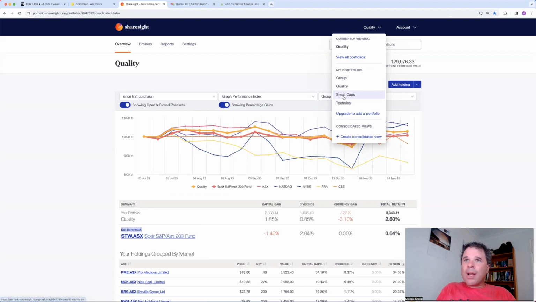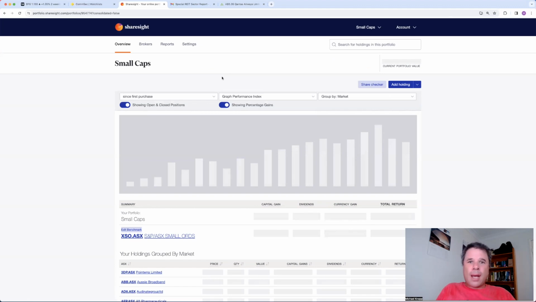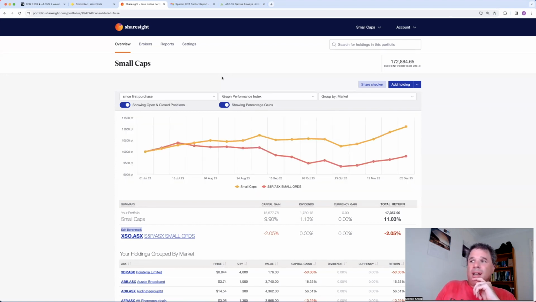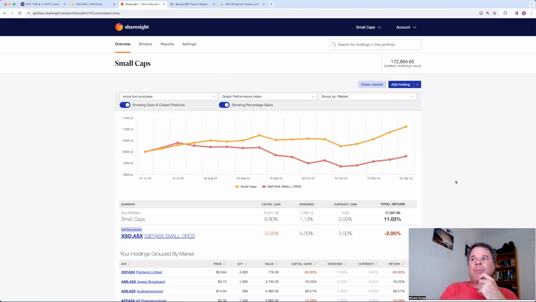And we'll have a look at the small caps. This is using a strategy of buying a lot of small cap companies, not hoping, because hoping is the wrong word to use, but understanding that probabilistically a few of these companies will hit it big. That's the whole reason I use this strategy. I know some of these companies won't make it, they won't perform, but some will hit it big. And of course, I'm really happy with the performance of this portfolio, up 11% compared to the benchmark, the Small Ords, which is down 2.1%.